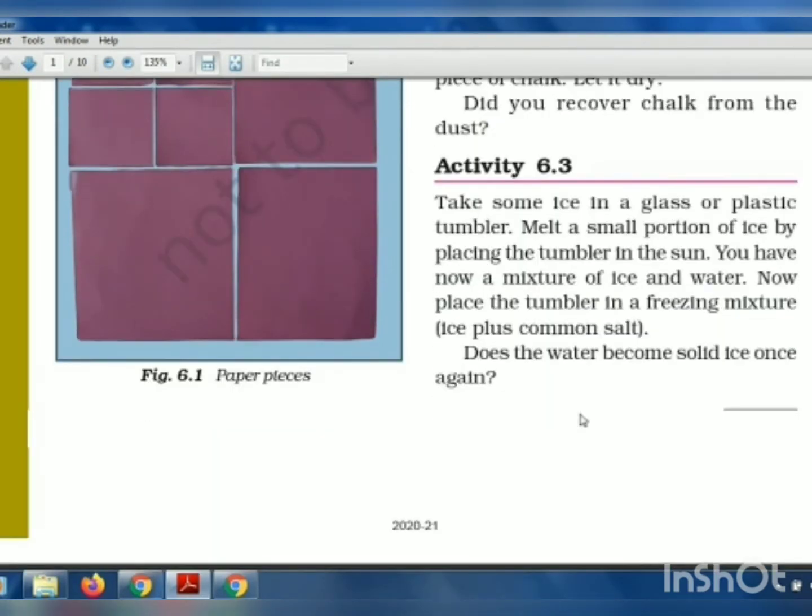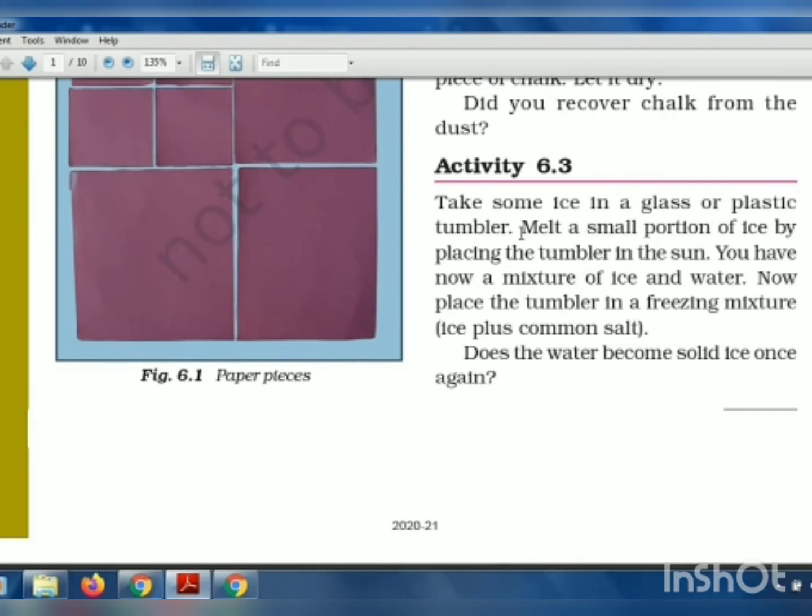The next activity shows that you have to take some ice in a glass or a plastic tumbler and put it in the sun for some time. What happens? The ice starts to melt. So now you have a mixture of ice and water. Now, you have to keep this glass, which has the ice and water mixture, in a mixture of ice and common salt. Then the ice will not melt as fast as it melts when you have not kept it in a mixture of ice and common salt.